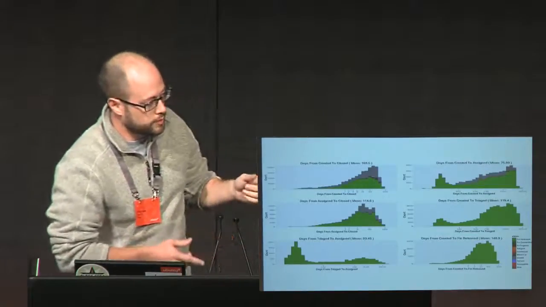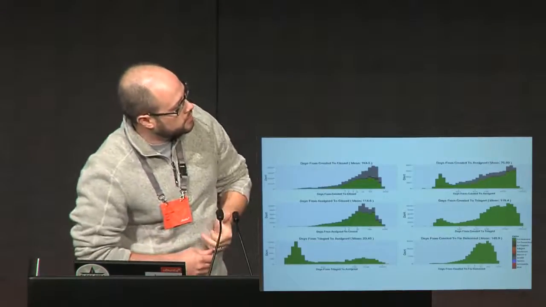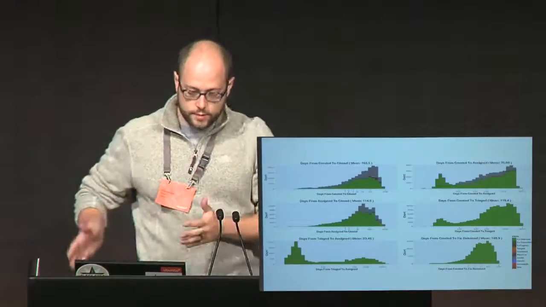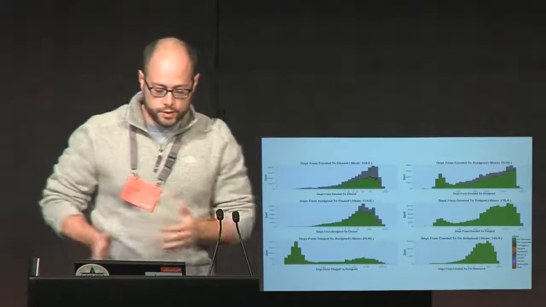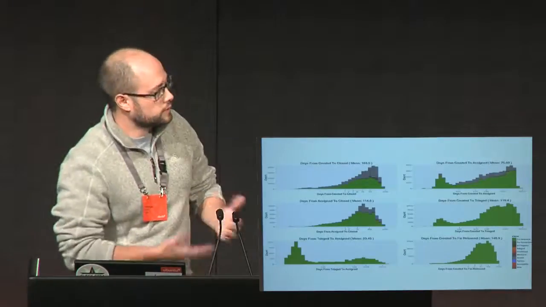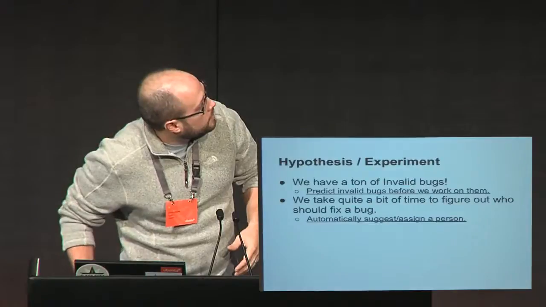And so that was the number one premise that I saw: how do we predict those invalid bugs? The second thing is it takes quite a long time to assign somebody to a bug. So of that 163 days, 75 of those days are spent actually looking for somebody to work on the bug. Maybe we could find historically who's fixed these bugs and try to suggest that they work on them. So those are the hypotheses.